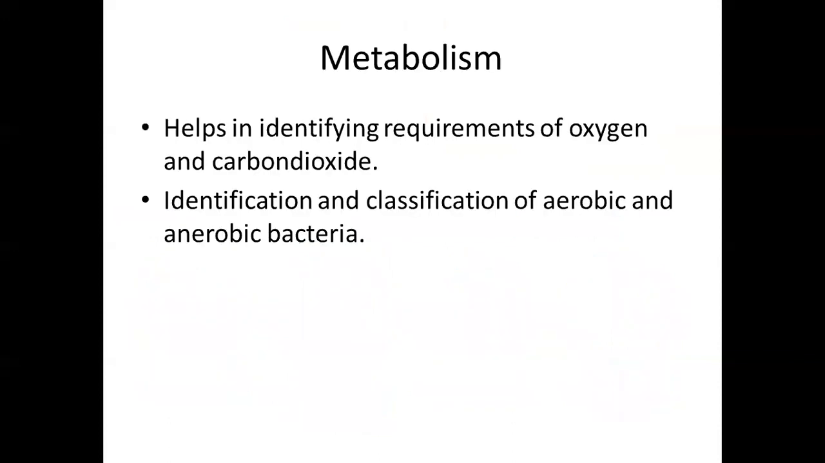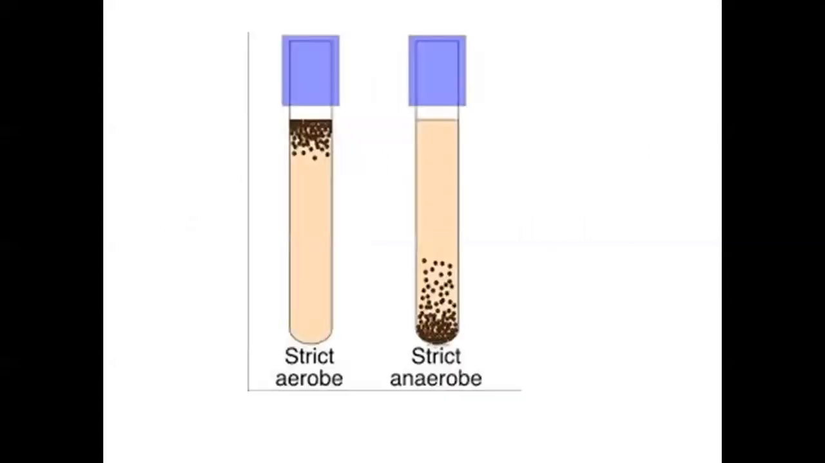Then moving on to the next one, metabolism. Metabolism helps in identifying the requirement of oxygen and carbon dioxide, and the classification of aerobic and anaerobic bacteria. Strict aerobes are present at the top of the tubes, and strict anaerobes are present at the bottom of the tubes, which indicates aerobes are oxygen dependent and strict anaerobes are carbon dioxide dependent. They can grow with the help of carbon dioxide.